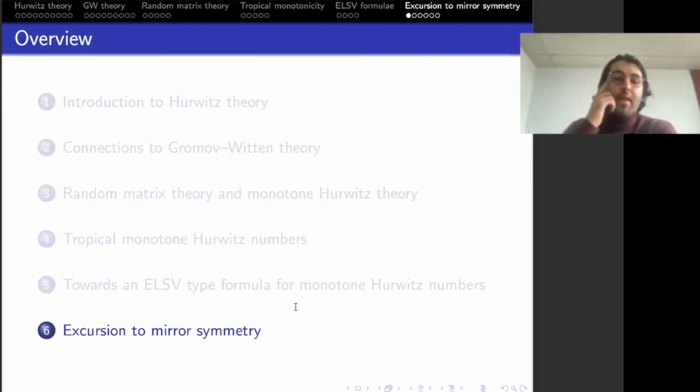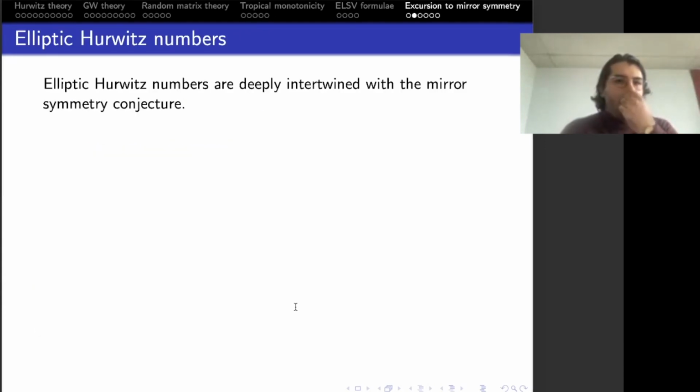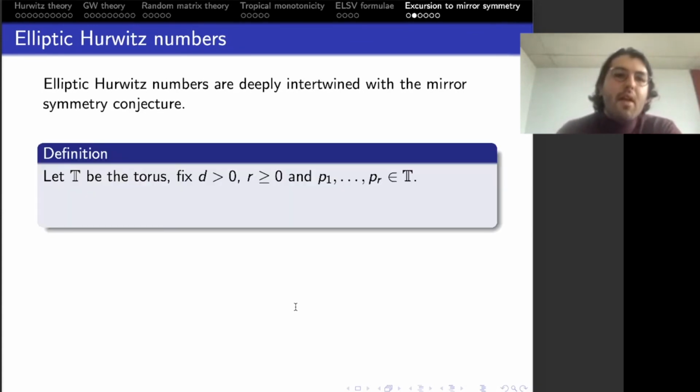Okay, so now I want to come to the last section, which is an excursion to mirror symmetry, just to mention how this connection between Hurwitz numbers and mirror symmetry works. The key here is that one doesn't look at double Hurwitz numbers, but at something called elliptic Hurwitz numbers. Elliptic Hurwitz numbers are deeply intertwined with the mirror symmetry conjecture, and I quickly want to define what they are.